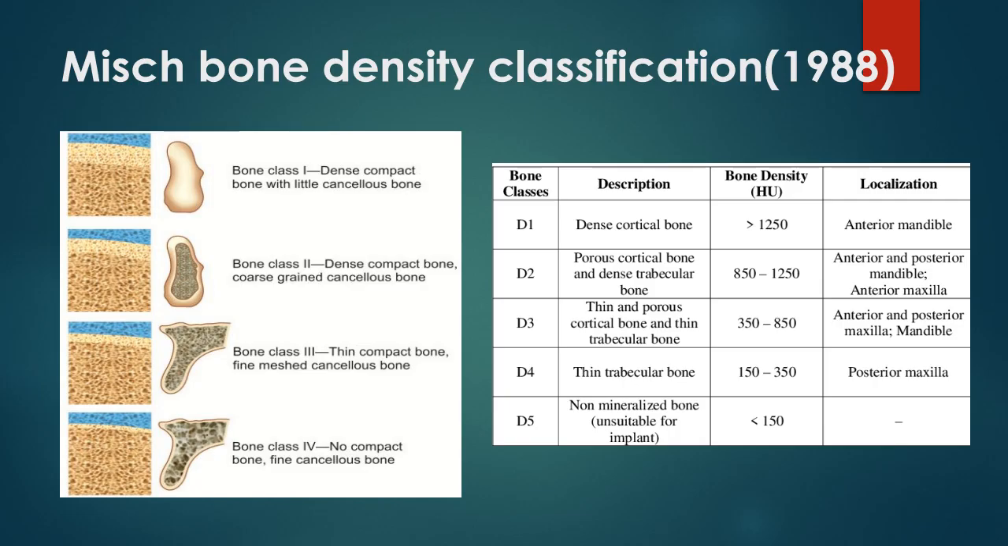There's another classification by Carl Misch. It's a similar classification to Lekholm and Zarb, but they added D5 here, which is mostly non-mineralized bone that is unsuitable for implant placement. Okay, so we have D1, D2, D3, D4, and also D5 type of bone.